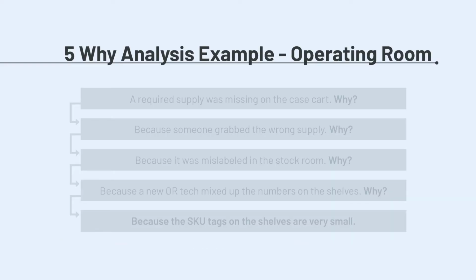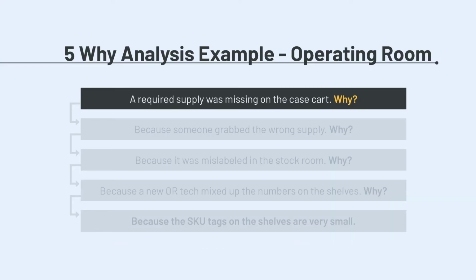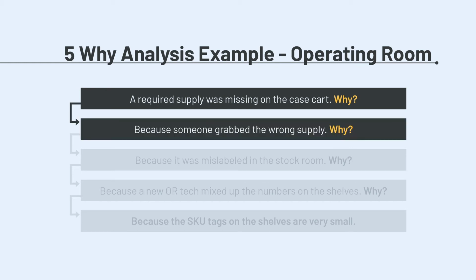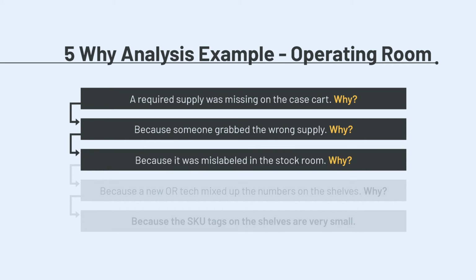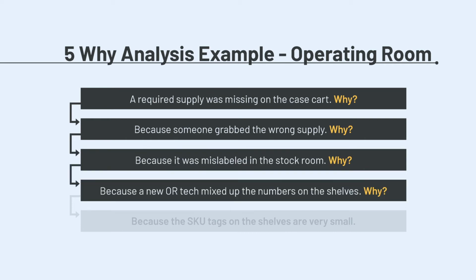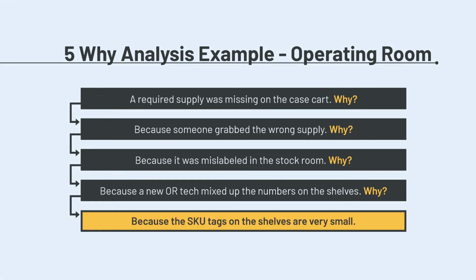We see this in the operating room. A required supply was missing on a case cart. Why? Because someone grabbed the wrong supply. Why? Because it was mislabeled in the stock room. Why? Because a new OR tech mixed up the numbers on the shelves. Why? Because the SKU tags on the shelves are very small. So this actually happened, and it happens a lot across large, complex organizations.